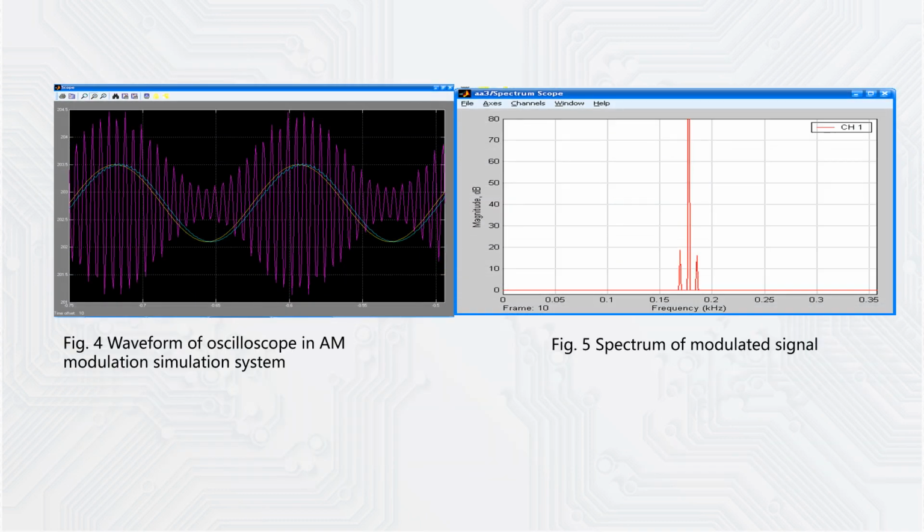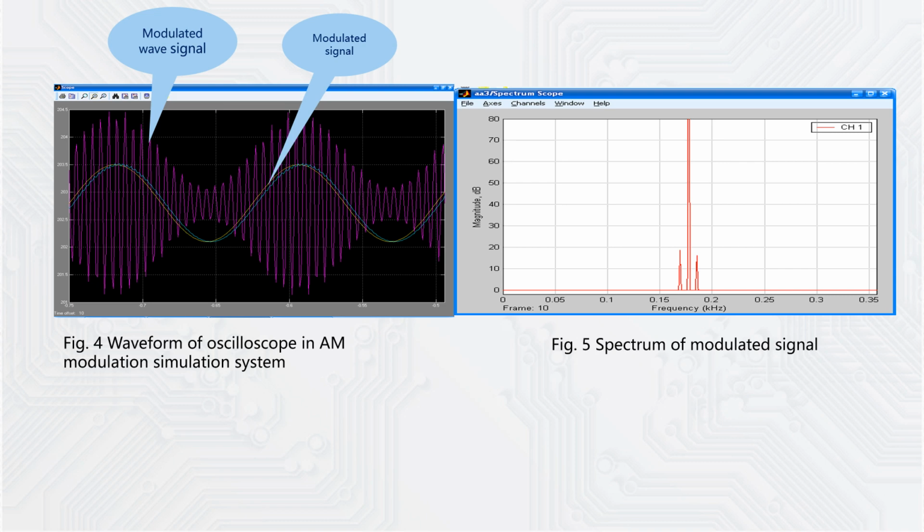For example, Figure 4 shows the output waveform of an oscilloscope in an AM modulation simulation system. This is a modulated wave. This is a modulated signal. Obviously, the envelope of the modulated wave changes according to the law of the modulated signal.